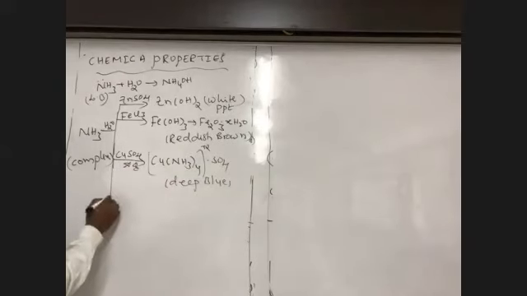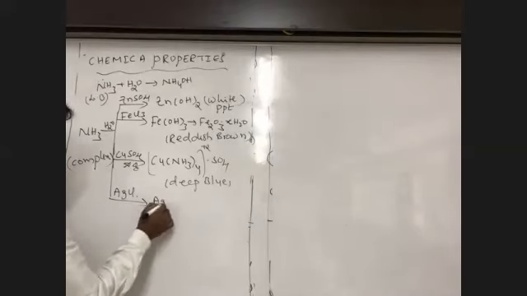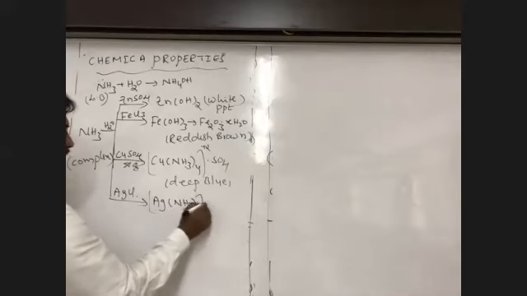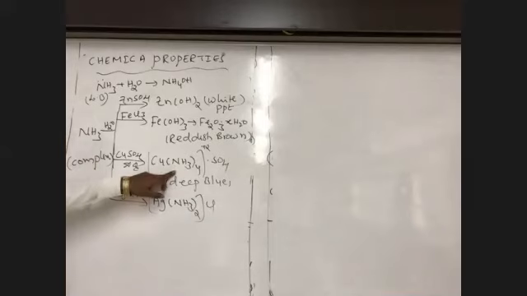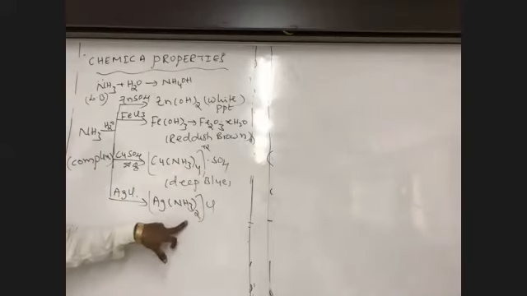Ammonia also reacts with a salt of silver chloride, AgCl, to form a complex of [Ag(NH3)2]Cl. It exists as a colorless complex. [Cu(NH3)4]SO4 is a deep blue colored complex. [Ag(NH3)2]Cl is a colorless complex.